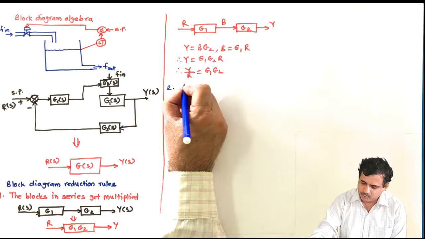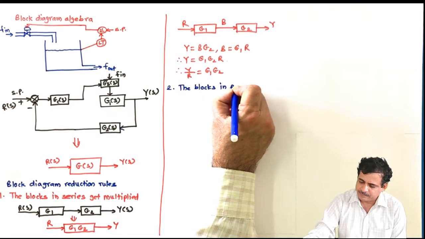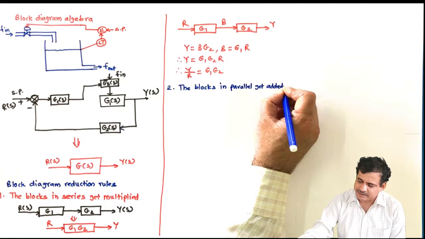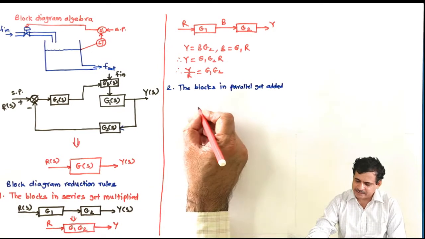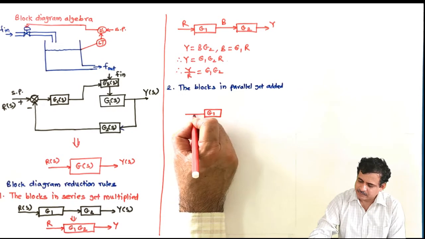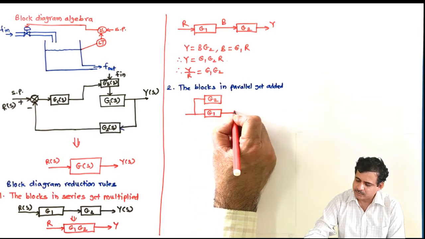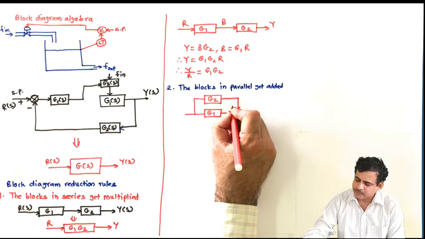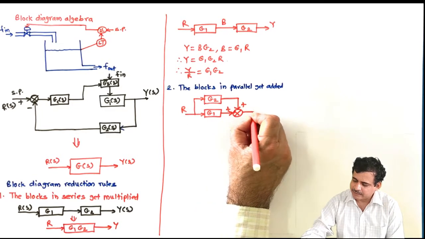Let us move to rule number 2. The blocks in parallel get added or subtracted. If the sign is plus, they will be added. If the sign is minus, they will be subtracted. What this says is that if we have here G1 and G2, let us take this as plus plus. Let here we have r and here we have y.